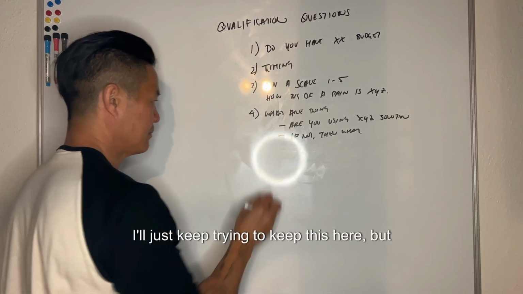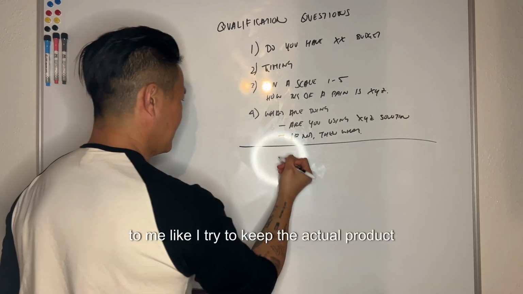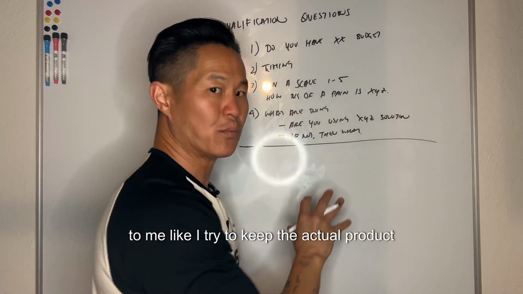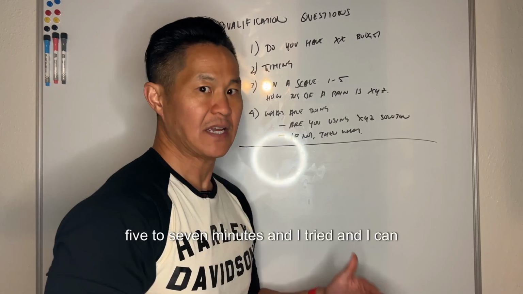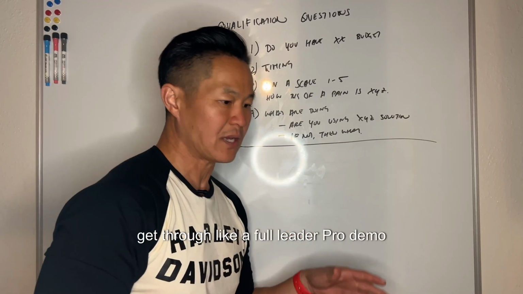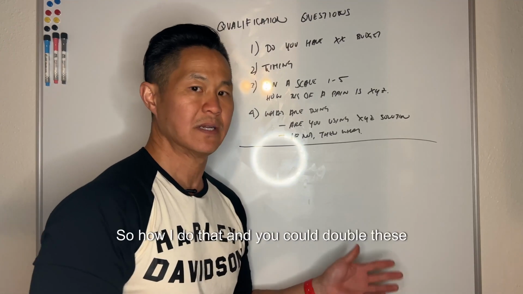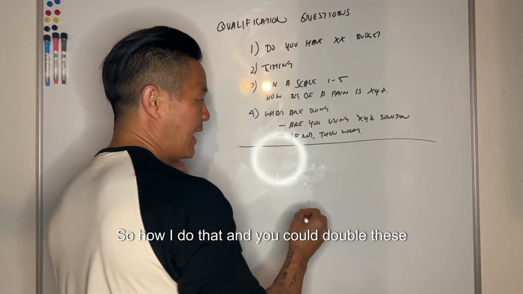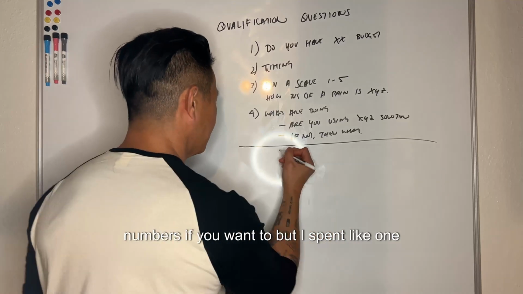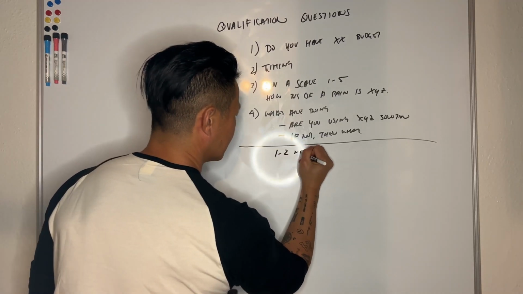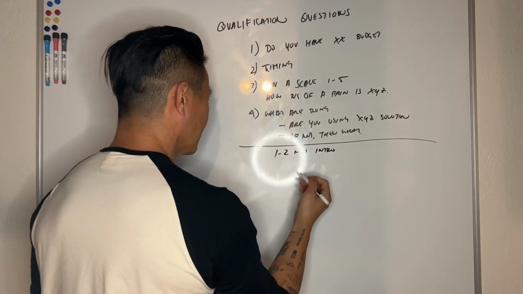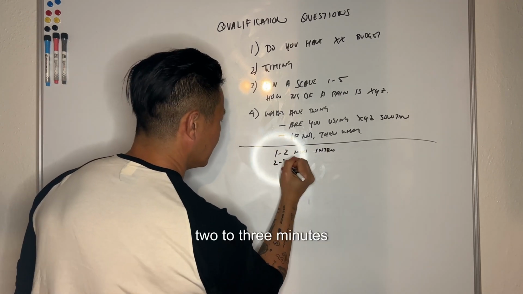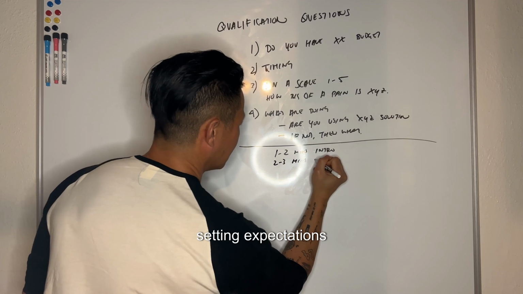I'll just try to keep this here, but to me, I try to keep the actual product demo limited to just 5 to 7 minutes. And I can get through a full Leader Pro demo in like 15 minutes. So how I do that, and you could double these numbers if you want to, but I spend like 1 to 2 minutes just shooting the shit and introing, right? 2 to 3 minutes setting expectations.